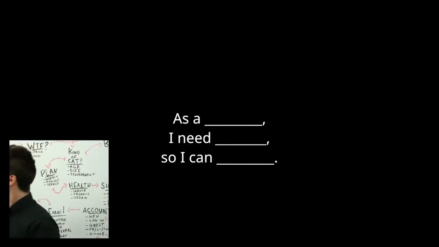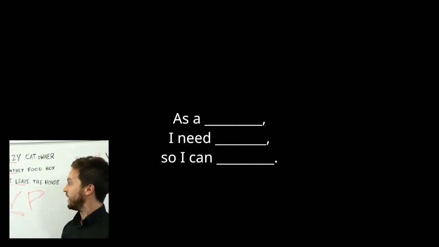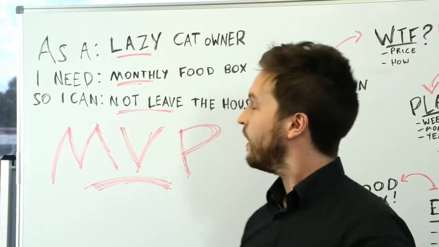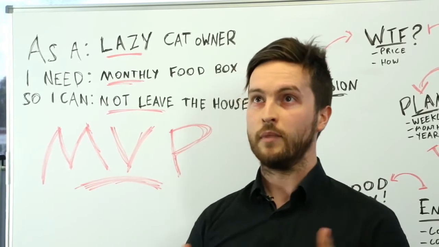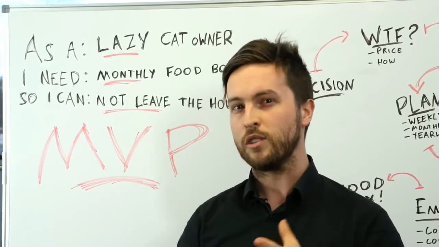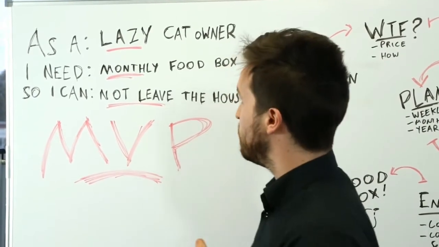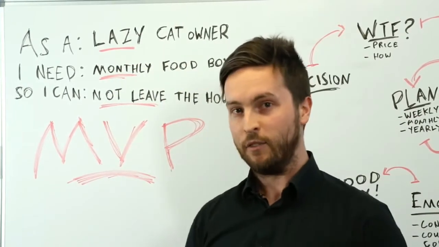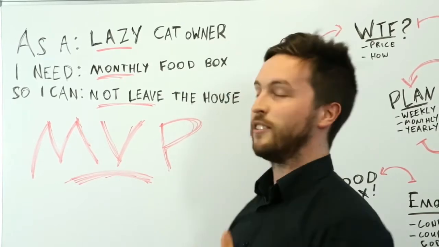It starts with a really simple set of sentences. As a, I need, so I can. Today we're going to do cat food monthly delivery, which could be put as: as a cat owner, I need some cat food so my cat doesn't starve. This user storyline is kind of a cool idea, but we need to give it a lot of texture. So we need to be like, as a lazy cat owner, I need a monthly food box, a little thing that I can give my cat so that I don't have to leave the house.